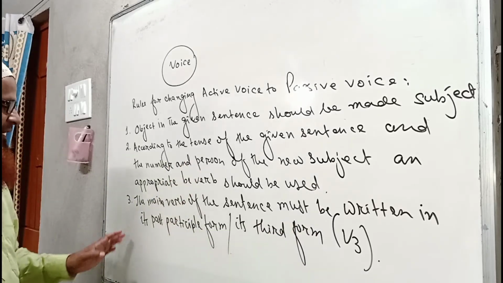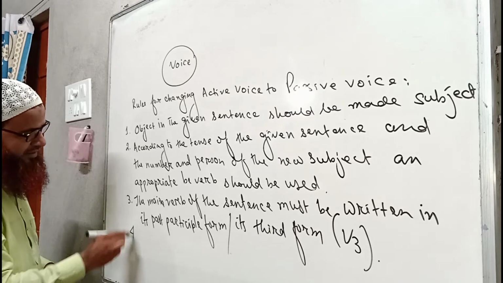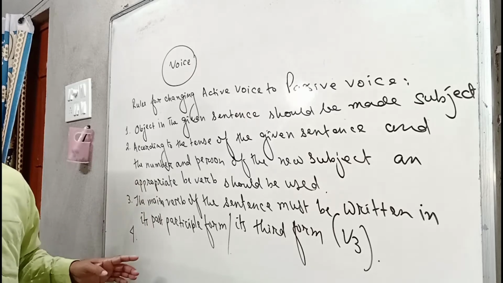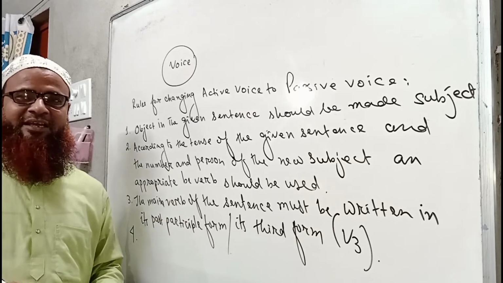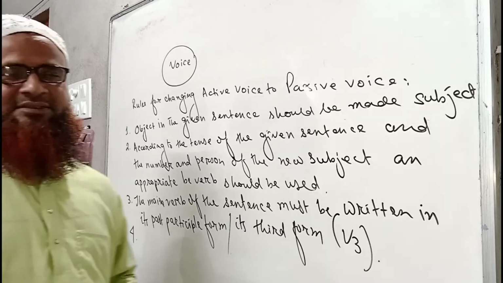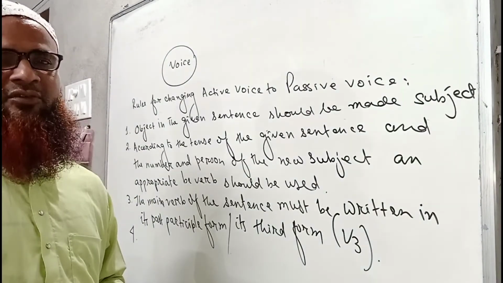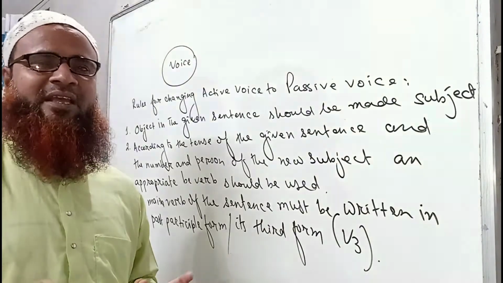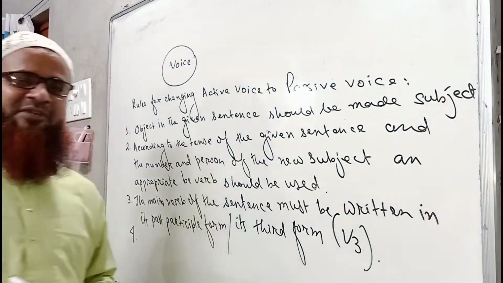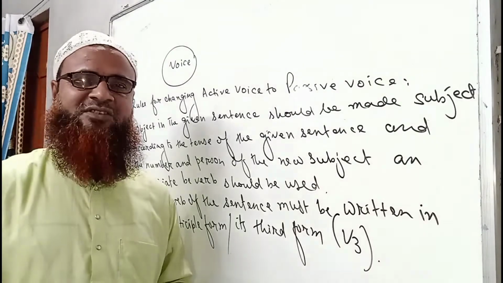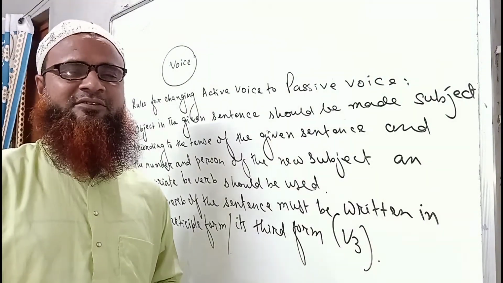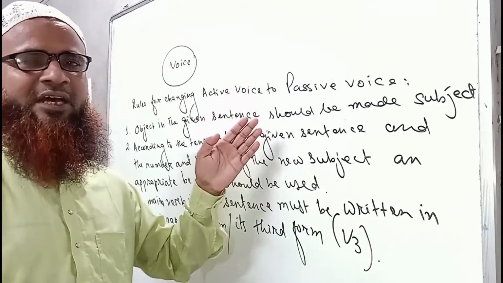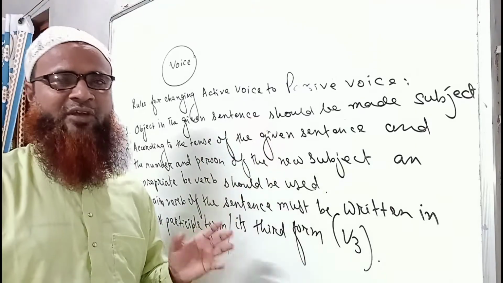And finally, number 4, the subject of the given sentence must be made an object, and before the new object we have to use the by preposition in most cases. Sometimes by may not come, some other preposition will come, that we will know step by step. If we continue the chapter, we will know everything.